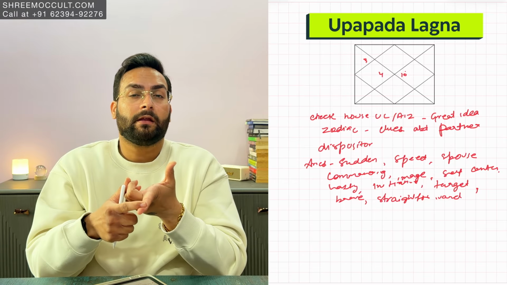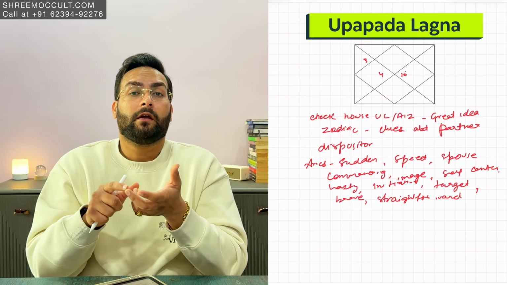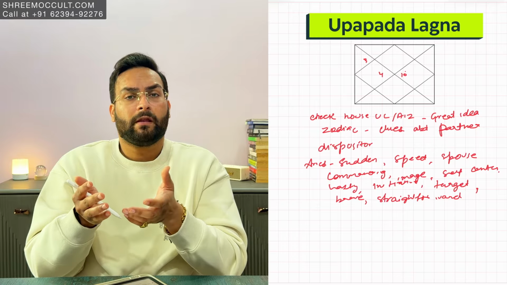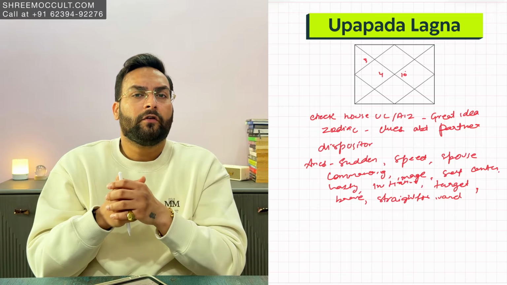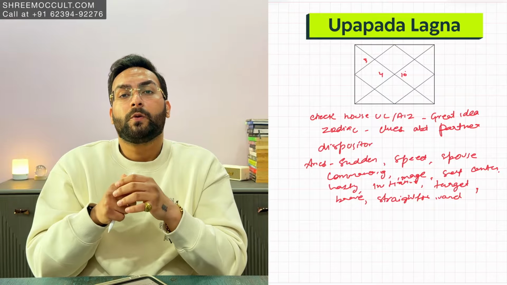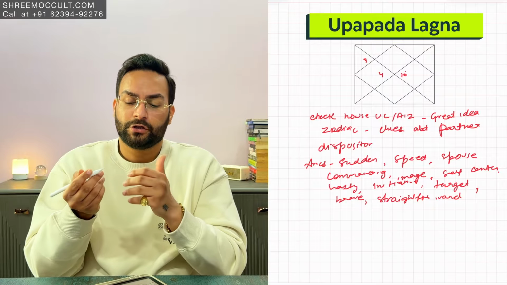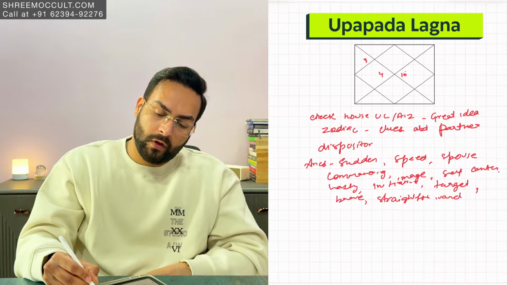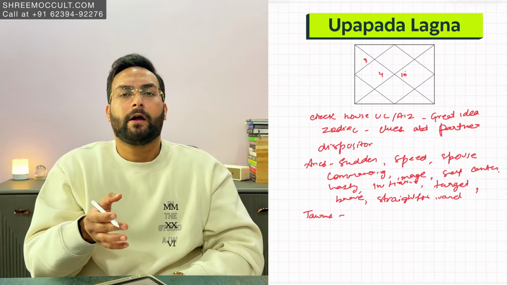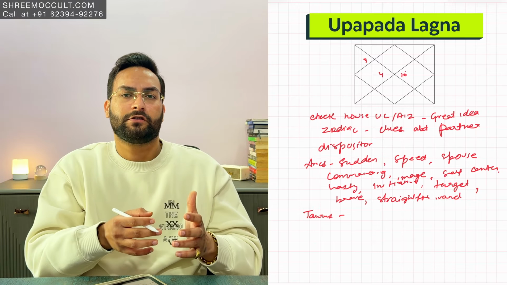They are going to love this, and help them try new foods, discover new places to eat, cook them a good food, and they are definitely going to love you for that. So this is something you can do to improve your relationship. Now suppose your Upapada Lagna is in the Taurus sign. Now the situation has completely shifted.